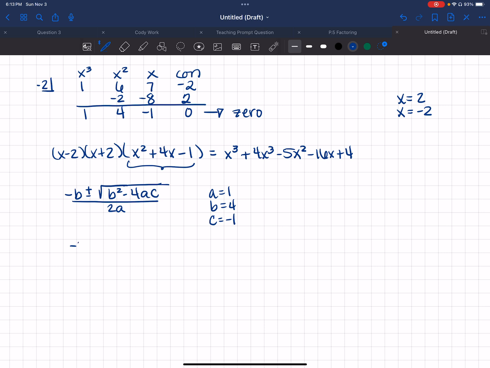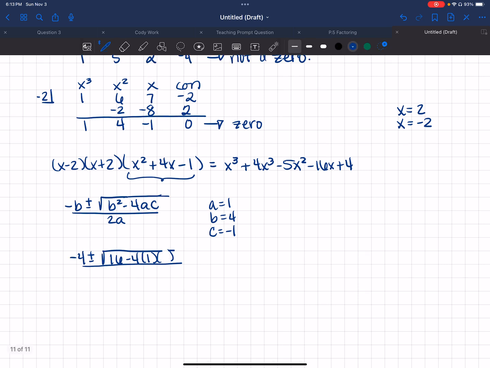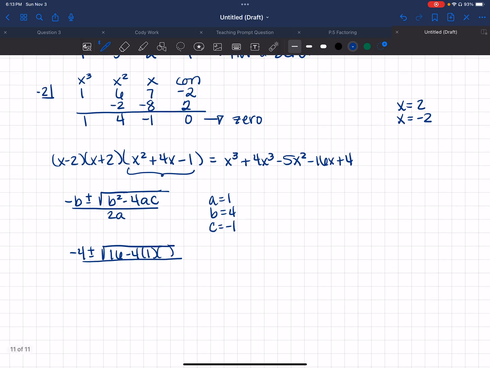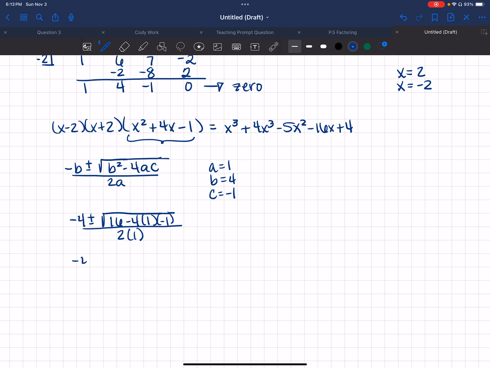That's going to give me -4 plus or minus the square root of 16 minus 4 times 1 times 4 all over. Oh, I'm sorry. C is not 4. You're going to ask me where I got that from, okay? -4 times 1 times -1. There we go. All over 2 times 1. Okay, so that's -4 plus or minus the square root of 16 plus 4, which is 20.